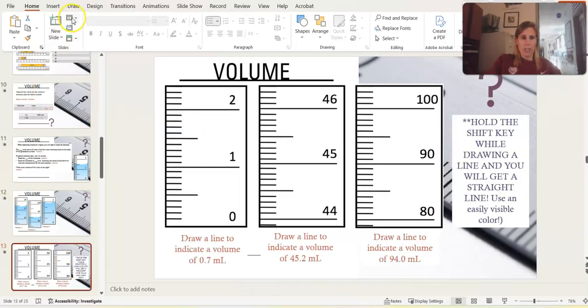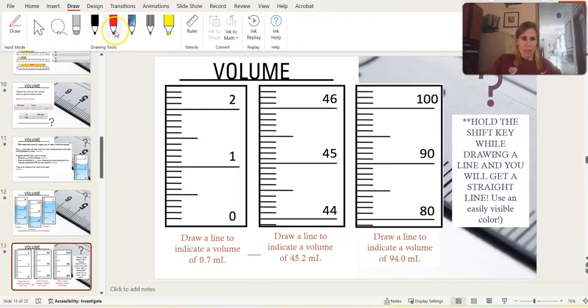Okay, for this one, you guys are going to need to use your draw tool to give me a hint there. So remember with your draw tool, if you hold the shift key down, you'll be able to draw a straight line.